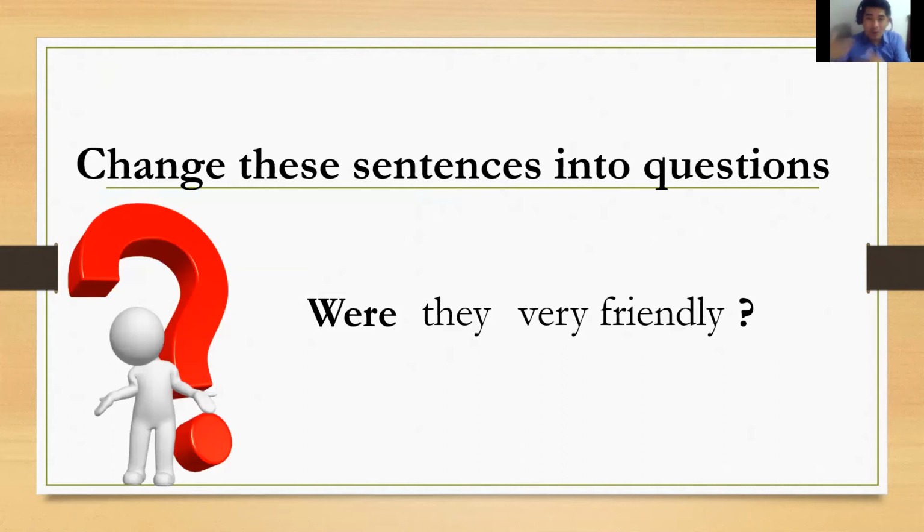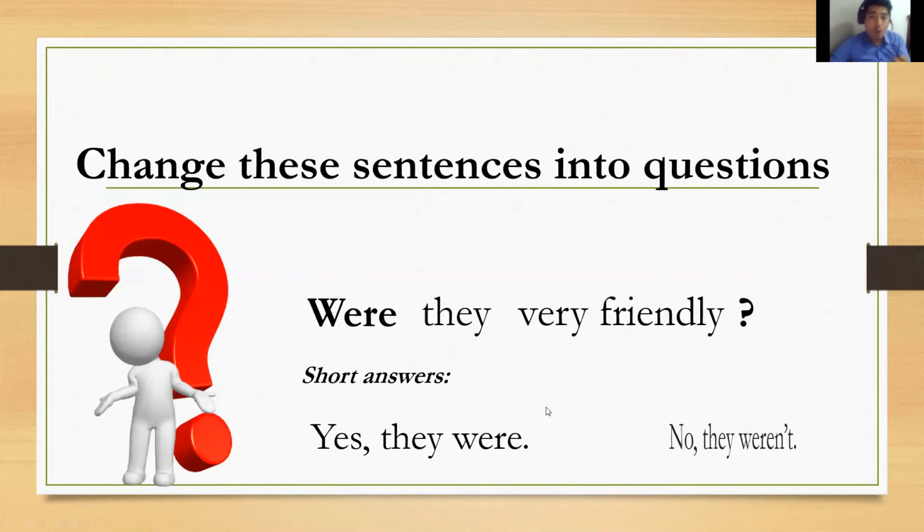Now, obviously, if we have a question, we have two possible answers. One is in affirmative and one is in negative. My question starts with were, so my answer contains that verb to be in past, were. Take a look. Yes, they were, or in negative, we have no, they weren't. This is the negative form. Easy, right?